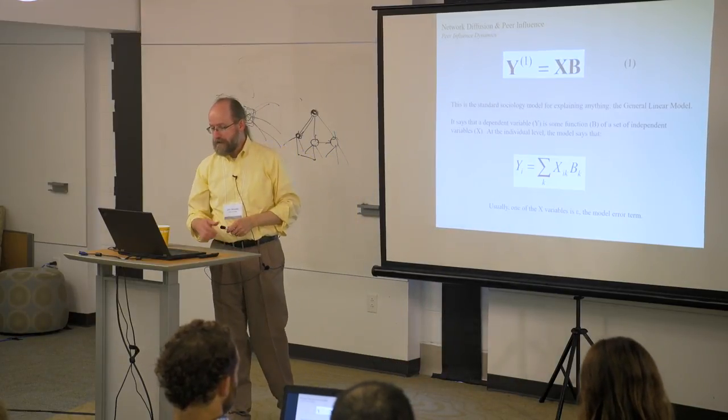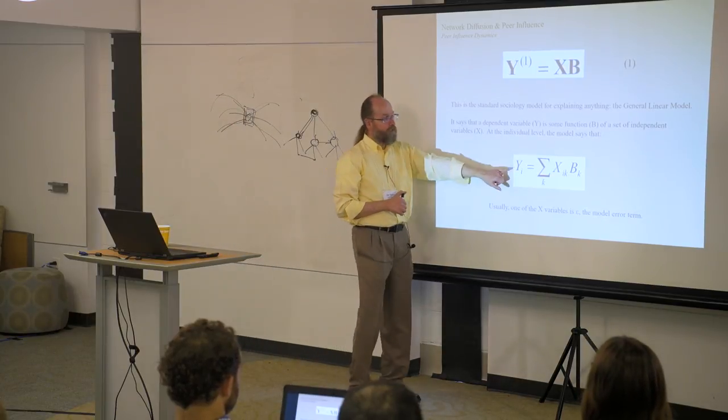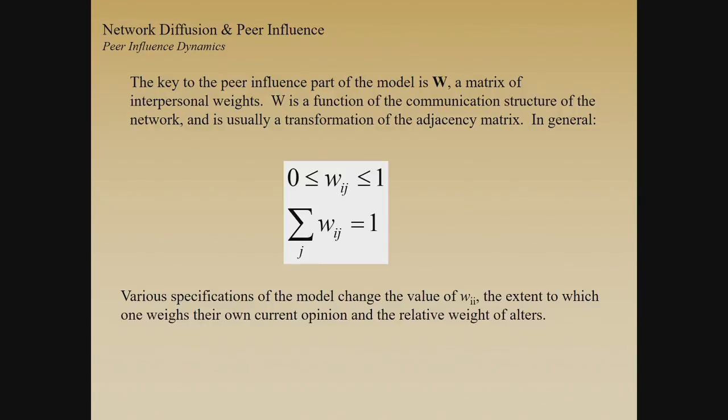It's a pretty classic, straightforward model. Notice that what it's doing at any given point in time is taking each of my alters' behaviors and averaging over them. So my feature at time I, my individual outcome, is just the coefficient of the behavior of my alters across all the alters I'm connected to. In this original formulation, this is really a very simple averaging model.